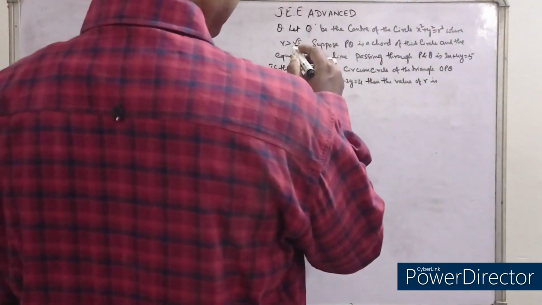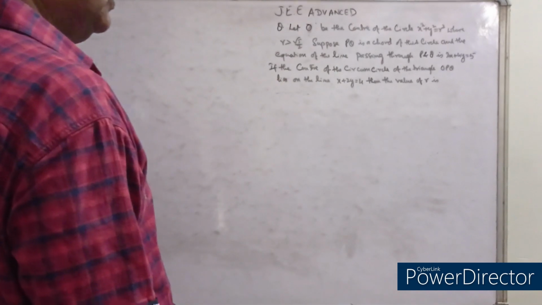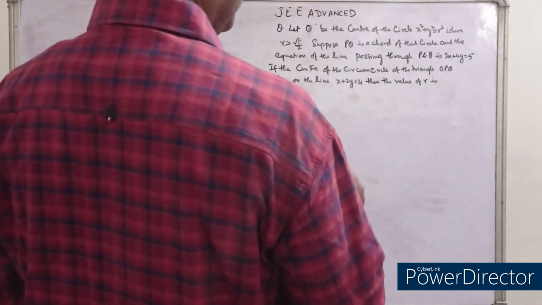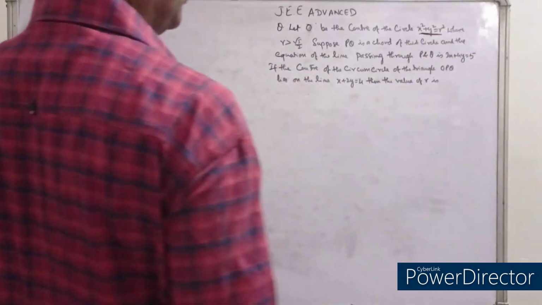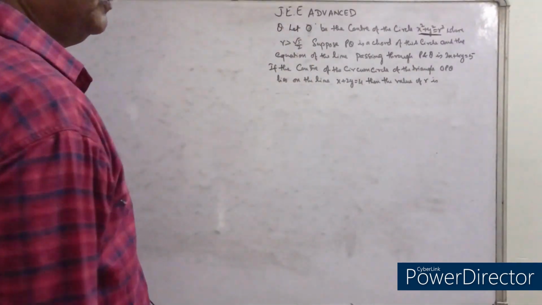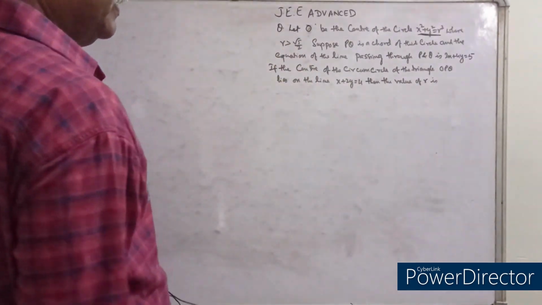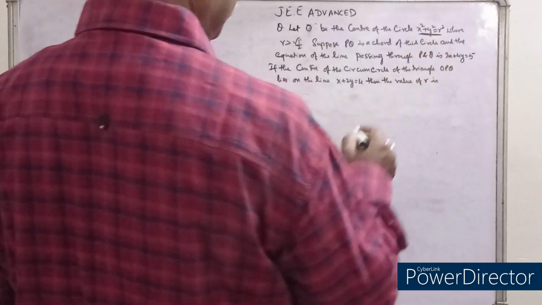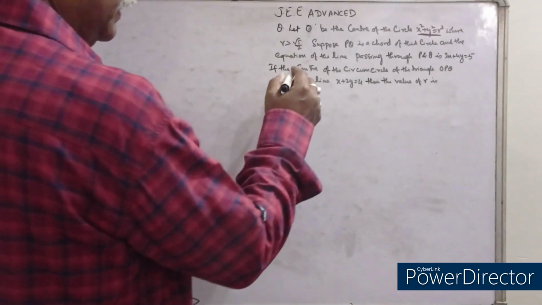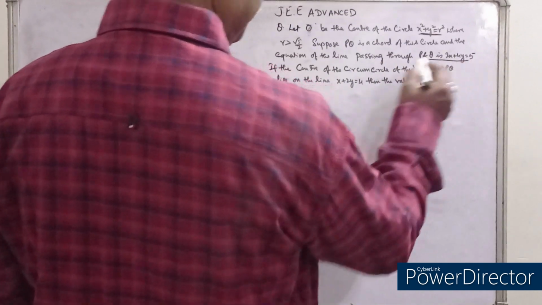Now the question is, let O be the center, O, not 0. O is the center of the circle, because you know that the center is at the origin, where the radius R is greater than root 5 by 2. Suppose PQ is a chord of this circle, and the equation of the line passing through PQ is this.